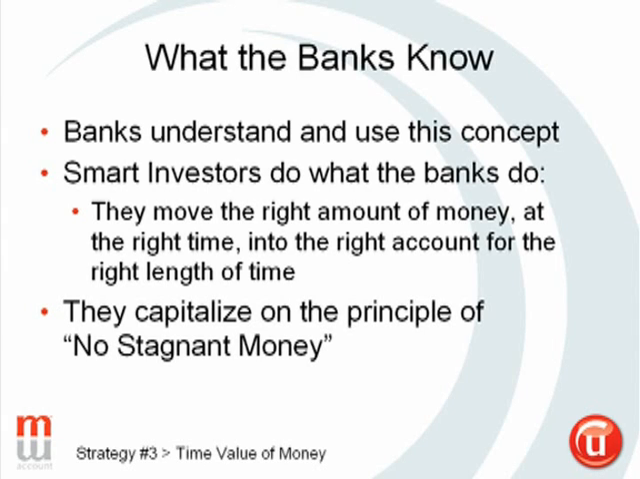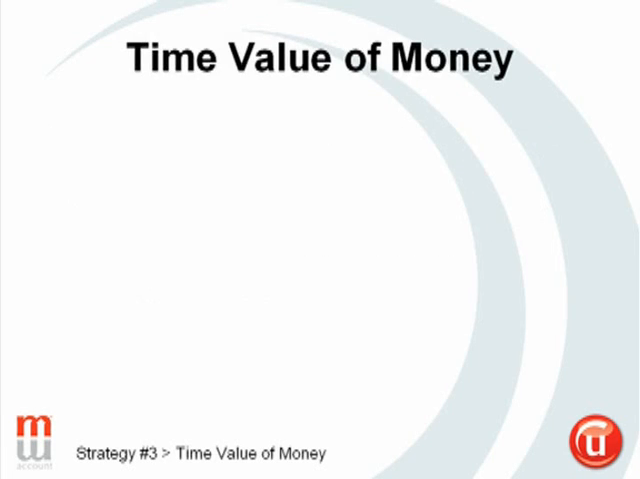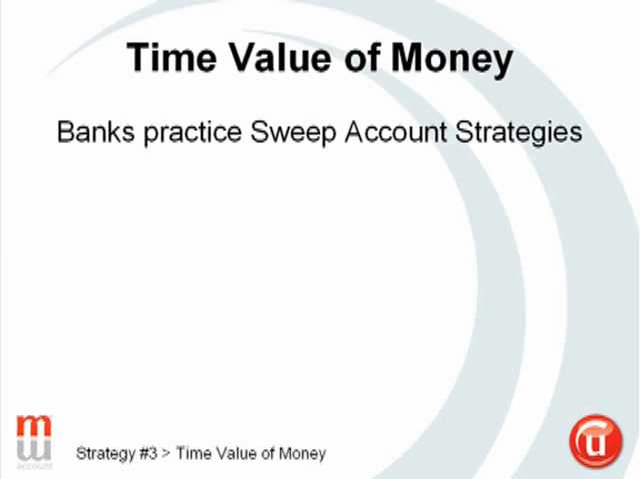See, we as consumers get our paychecks and typically put them in a checking account and wait to pay our bills. So what is our money doing in our checking account? It's waiting to be spent. Or we could say it's basically doing nothing. But banks understand this concept of no stagnant money. See, banks use the practice of sweep account strategy.